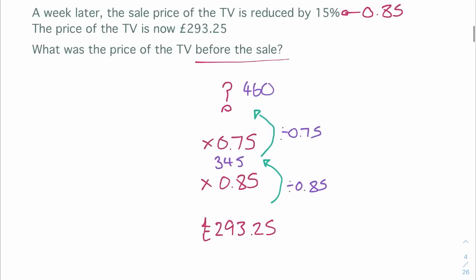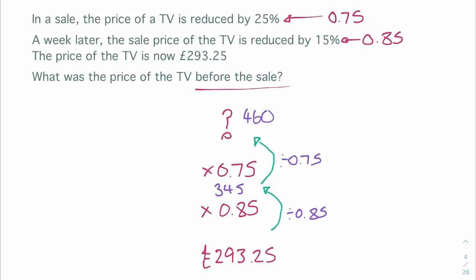And there we go, that is just reversing a percentage decrease. You would do the same if it had gone up in value. So let's say, for example, it had gone up by 25%.